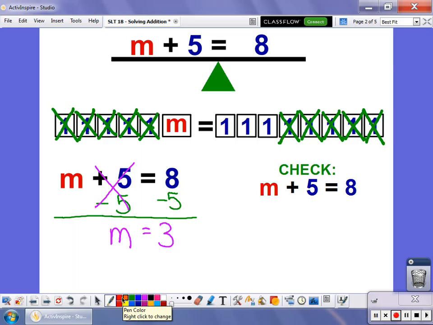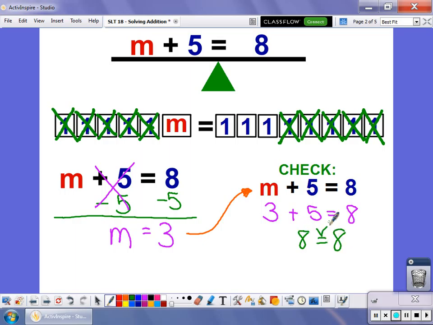Now it's really important that you check your work. And whenever you check your work, you always start back with your original equation. M plus 5 equals 8. Then what we're going to do is take our value for M, and we're actually going to plug it in. And what we want to do is test and see if this value will give us a true sentence. So 3 plus 5 is 8. So 8 really does equal 8, and I can see that this equation will check.